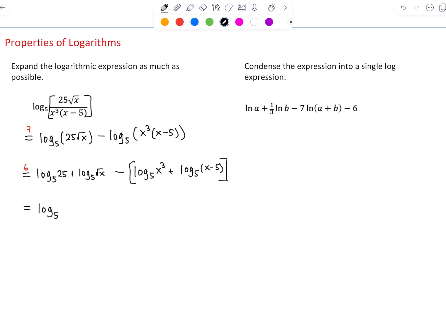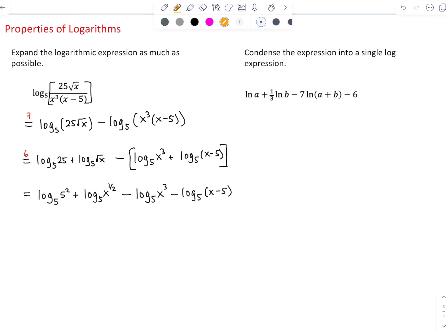Log base 5 of 25, we'll recognize 25 is 5 squared, plus log base 5 of x. I'm going to change the square root to a 1/2 power. And now I'm going to distribute the negative. So we have subtraction on both these logarithms. Now I could use property 4 in this first log and cancel the log base 5 and the 5 and just get a 2. Or if you fail to recognize property 4 applies, you can just use property 8, and all three of these powers are going to drop down as coefficients using property 8 3 times. So we have a 2 log base 5 of 5 plus a 1/2 log base 5 of x minus 3 log base 5 of x.